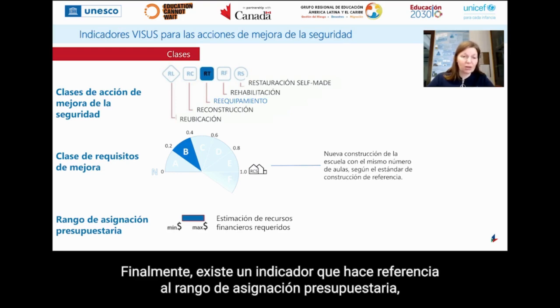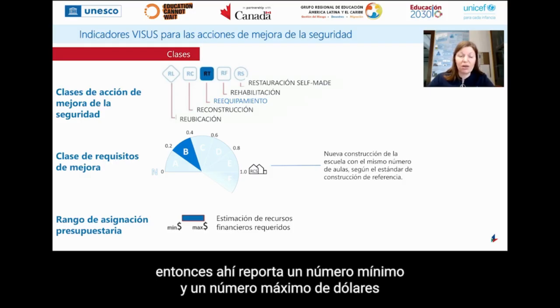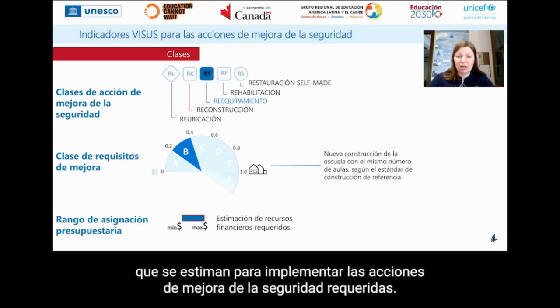Finally, there is an indicator that refers to the budget allocation range. So it reports a minimum number and a maximum number of US dollars that are estimated in order to implement the safety upgrading actions.